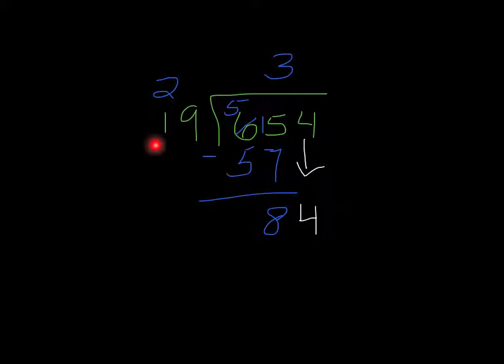Now I have 19 going into 84, how many times? So same thing again. 19, I'm going to think about it as being 20, going into 84. 20 goes into 80 4 times, so it's going to be 4. I'm going to go ahead and put my 4 up here. Now I multiply. 4 times 9, I'm going to cross out that 2 so I don't get confused. 4 times 9 is 36.